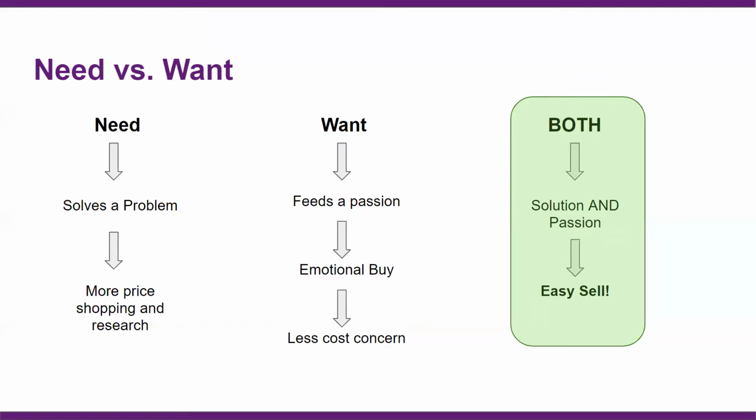Versus a want. When somebody wants something, that item that you sell someone who wants something feeds their passion. So there's an emotional element to their purchase. It's an emotional buying decision. So they have less cost concern. They will pay what they want, up to a certain reasonability, but they're less concerned about the prices because it's an emotional buy. So the ideal mashup is to have bundles that meet both need and want, where it solves a solution and they're passionate about it. That is an easy sell.